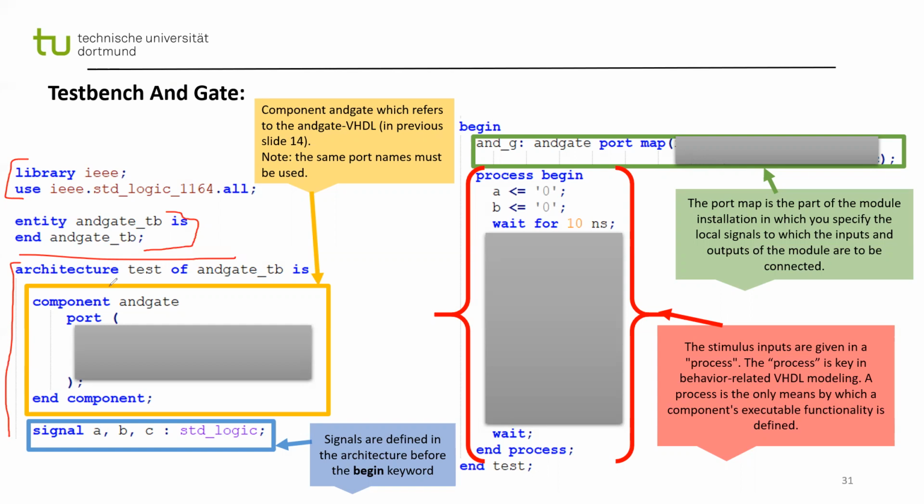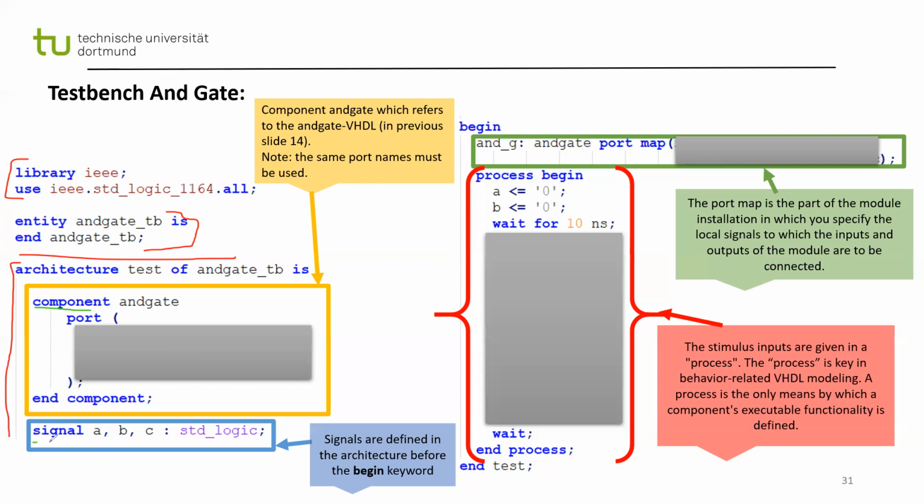So basically, we specified a component inside of the architecture declaration before the begin keyword. And this component refers to the AND gate VHDL in the previous slide 14, or in the previous videos. Note that the same port names must be used as we discussed in the Testbench format in the previous slide.